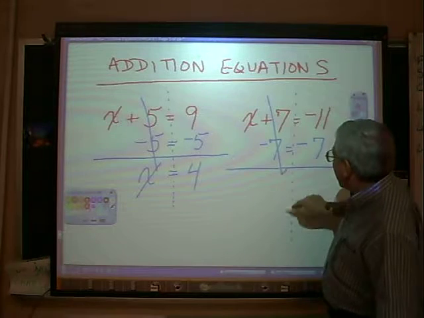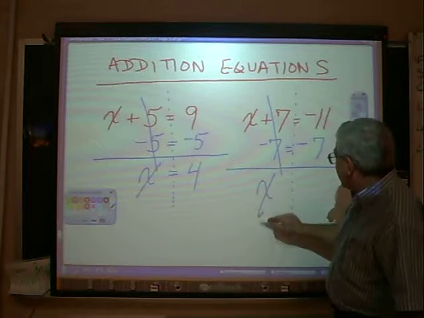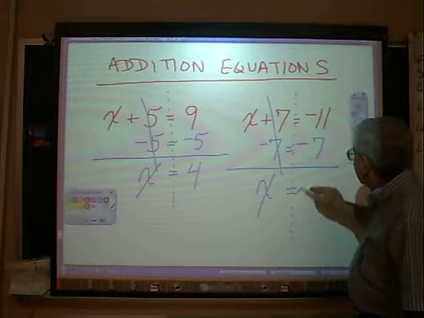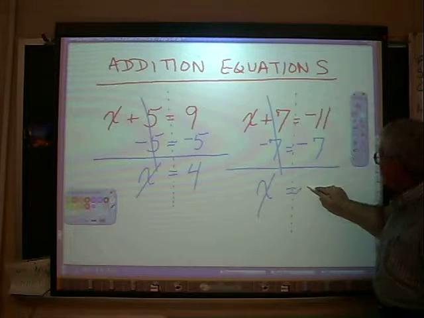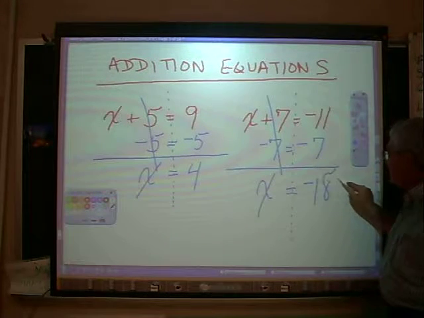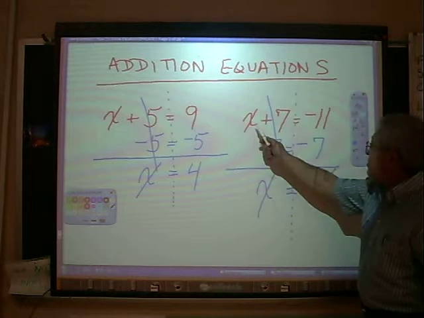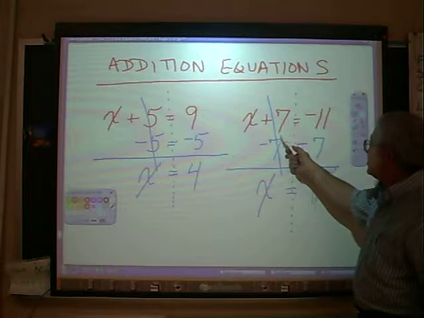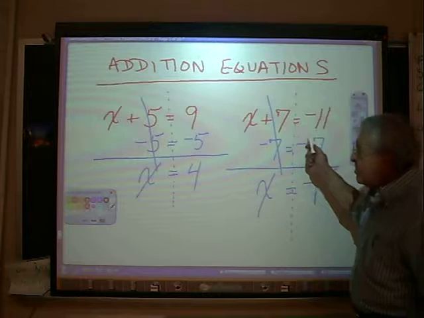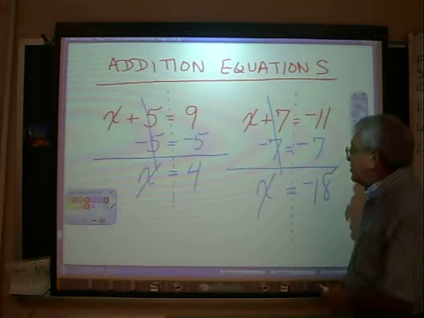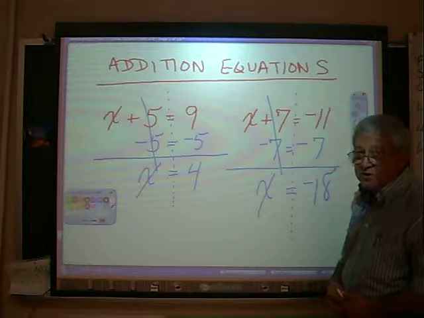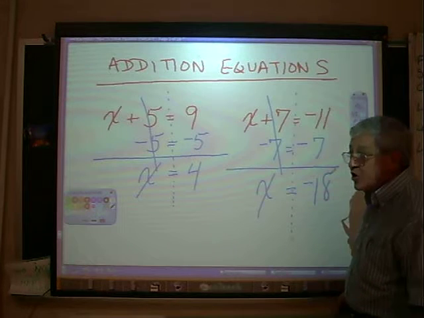7 minus 7 is nothing. I'm left with x. Bring down my equal sign. Negative 11 and negative 7 is negative 18. Now I can check my work. Negative 18 and positive 7 is indeed negative 11. So that's basically how we solve an addition equation, by subtracting.